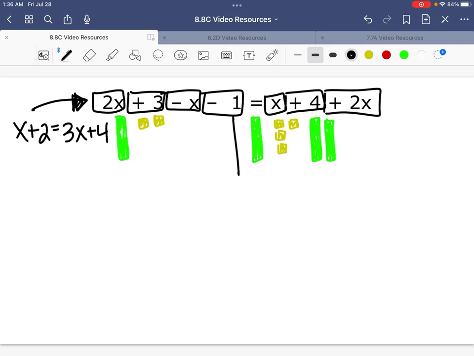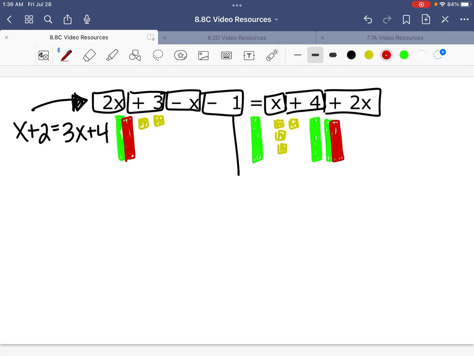Now it doesn't really matter which side I choose to start making zero pairs with, but I'm personally going to choose the left-hand side. And I know I need to cancel out that positive x, which I can do by putting a negative x on the left-hand side. And if I put a negative x on the left-hand side, then I would need to put a negative x on the right-hand side as well.